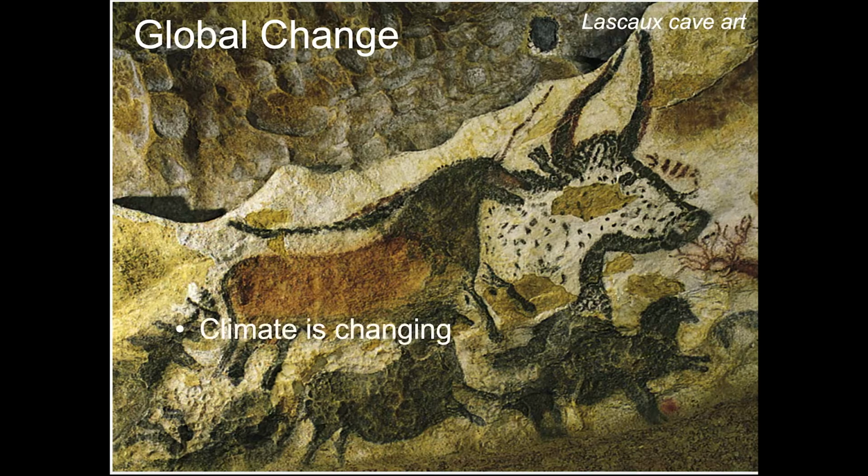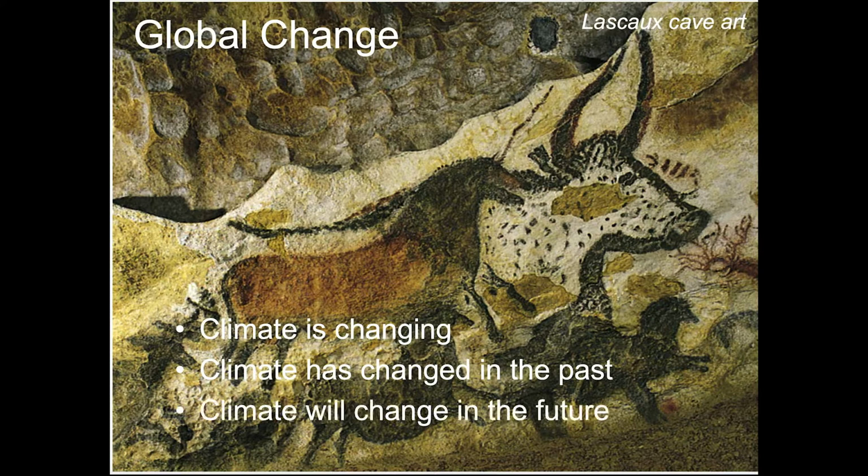Now, when we talk about topics such as global change, as they're related to Earth system science, a couple things stand out. Climate is changing now. Climate has changed in the past. Climate will change in the future. And we want to know how this will affect us.